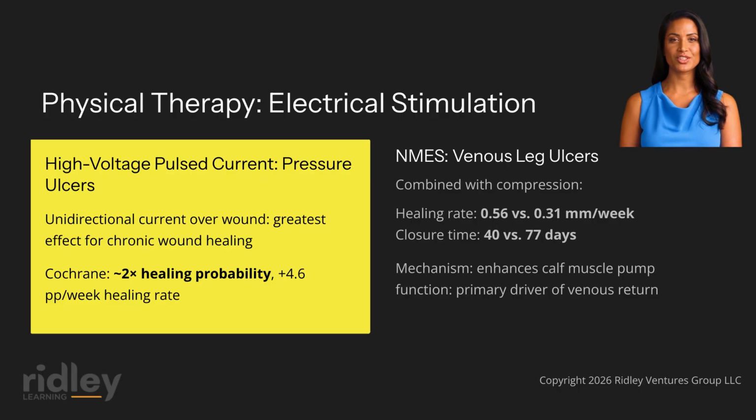Neuromuscular electrostimulation, or NMES, shows particular effectiveness as an adjunct to compression therapy in venous leg ulcer management. When combined with compression, NMES achieved a healing rate of 0.56 mm per week versus 0.31 mm per week in controls, with mean time to wound closure of 40 days versus 77 days. Nearly cutting the healing time in half. These findings show that structured interventions enhancing calf muscle activity and venous pump function can significantly accelerate wound healing when combined with standard compression therapy.